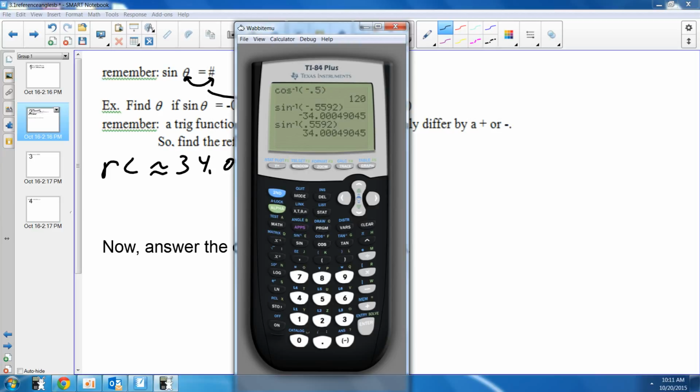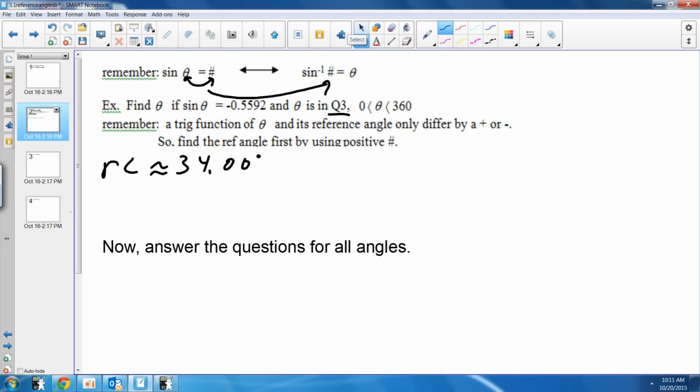Notice it would work for the cosine inverse as well. If I made this an absolute value of negative 0.5 or 0.5, it would give you 60 degrees, and that would be your reference angle that you could use and find whatever you want. So either use a positive number always, or adjust the number at the end to find your reference angle. Pick a way that you feel comfortable with.